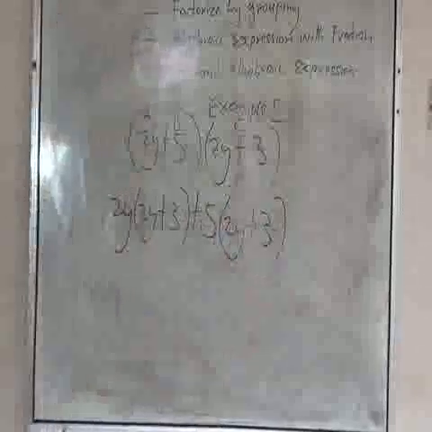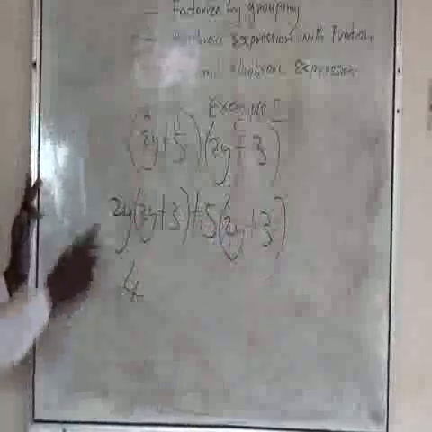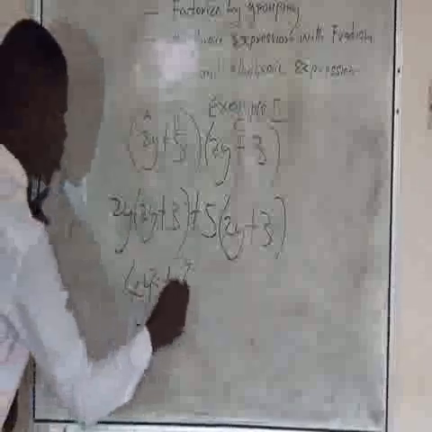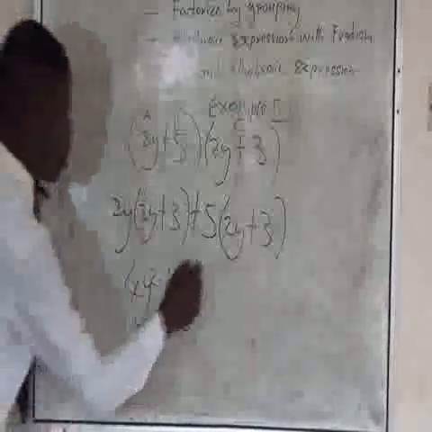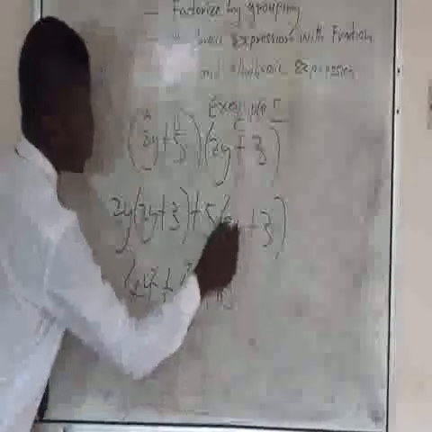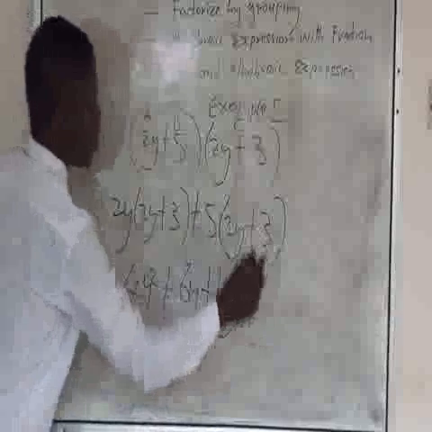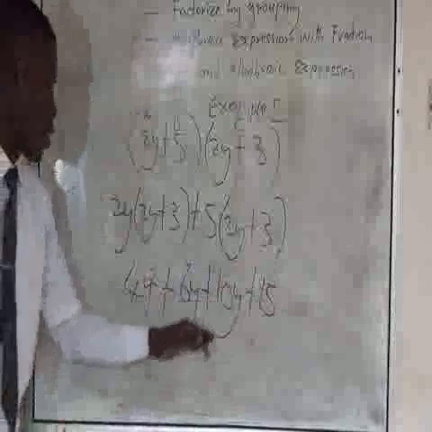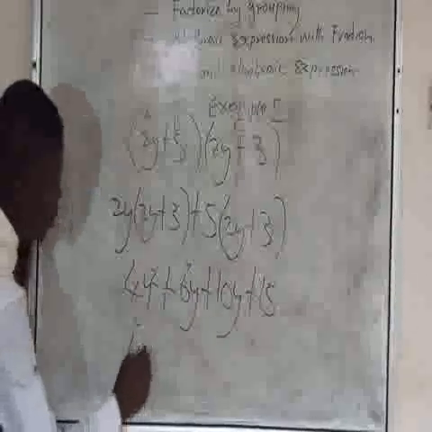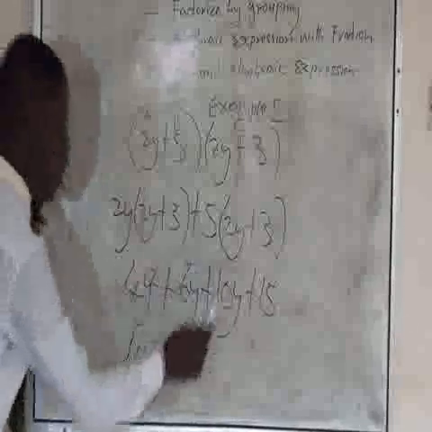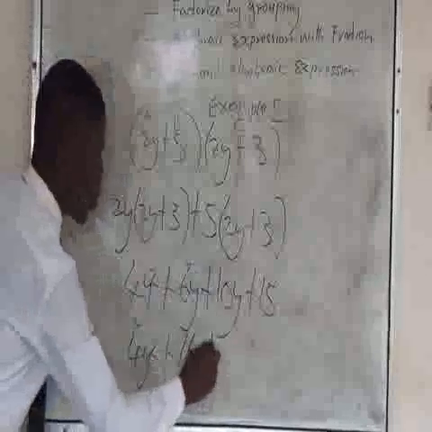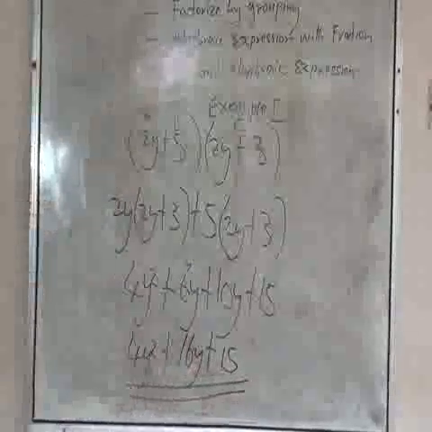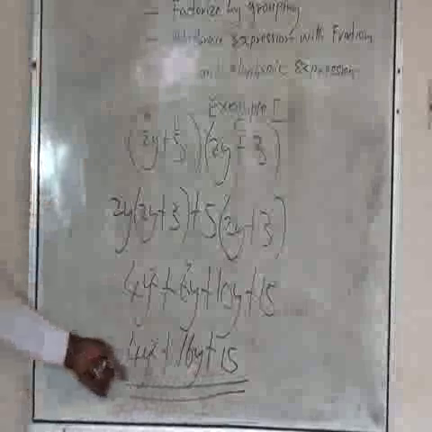Let's expand. 2 times 2 is 4. y times y is y squared. Plus 2 times 3 is 6, bring back y, 6y. Plus 5 times 2 is 10, bring back y. Plus 5 times 3 is 15. Then we add the ones that have the same alphabet. 4y squared plus 6y plus 10y will give us 16y, plus 5 plus 15. That's the final answer. We have expanded.